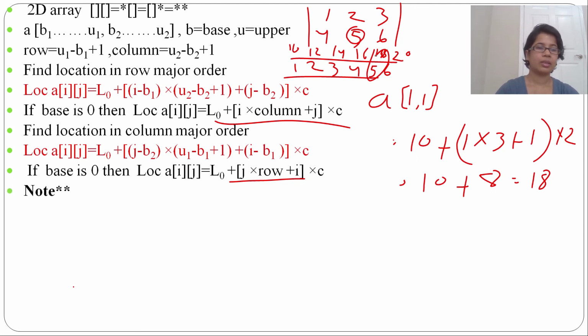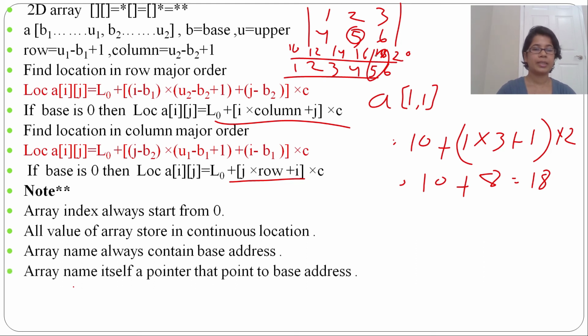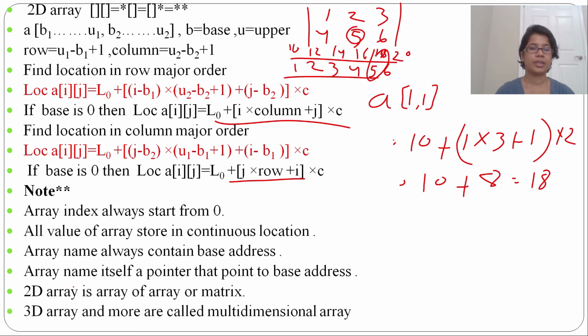Now some notes, important points about arrays. Array index always starts from 0. All values of an array are stored in continuous locations. The array name always contains the base address. The array name itself is a pointer that points to the base address, like a is always the address of a[0][0]. A 2D array you can call an array of arrays, or a matrix. 3D or more are called multidimensional arrays. This is enough for preparation, and the maximum number of questions will come from this. Thank you. Next I will solve the previous questions for arrays.